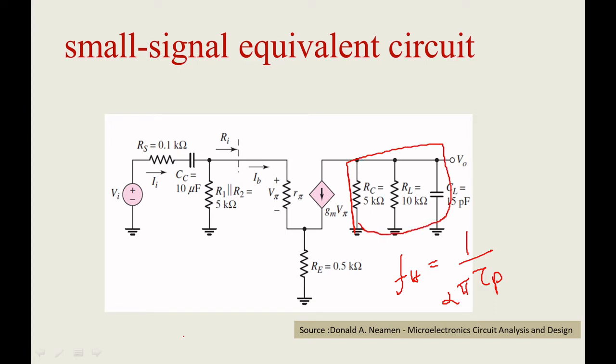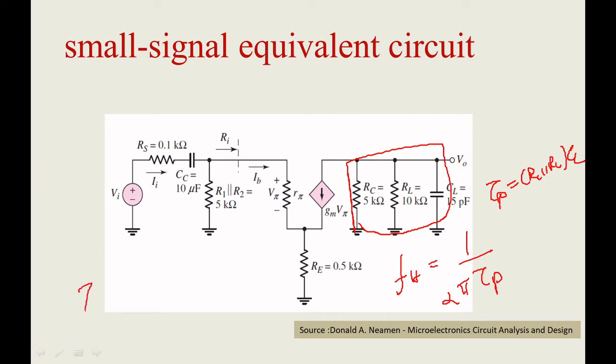Similarly, you can consider VA is 0 here, and we can proceed. So it will be considered as an open circuit and the resistance will be RC parallel to RL. So what is the tau P? Tau P will be RC parallel to RL into your CL.